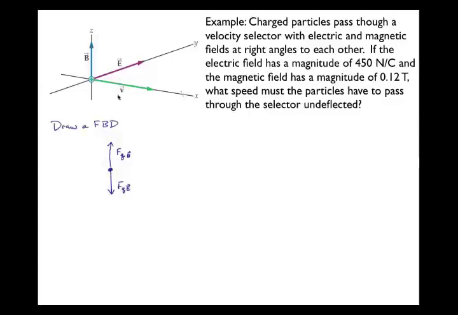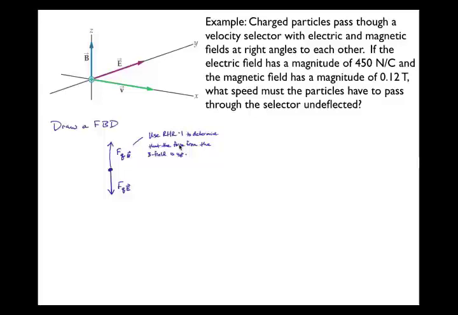So, what would the free body diagram on the particle look like? Well, and I certainly haven't tried to draw this in the same perspective as the coordinate system up here, but there should be a force on the charge from the magnetic field in one direction, and a force on the charge from the electric field in the opposite direction. And again, the undeflected is key here.